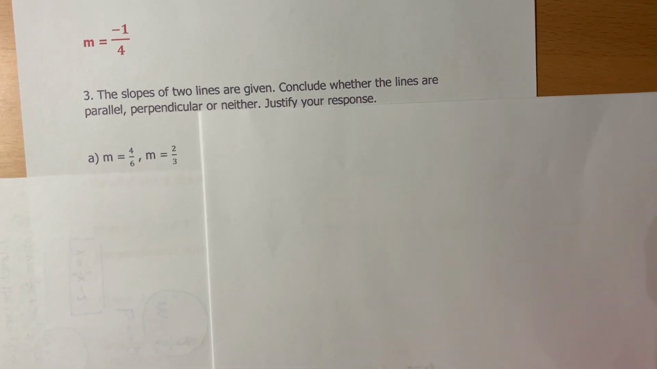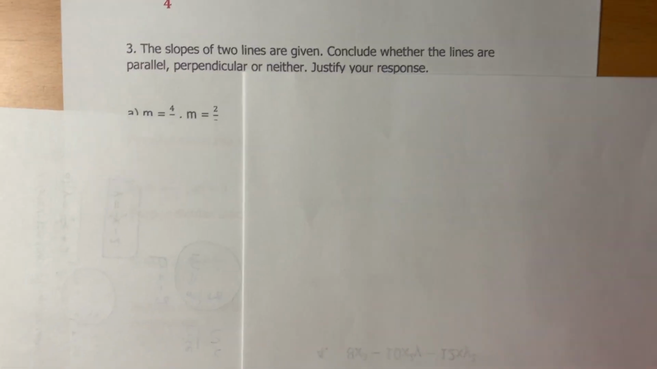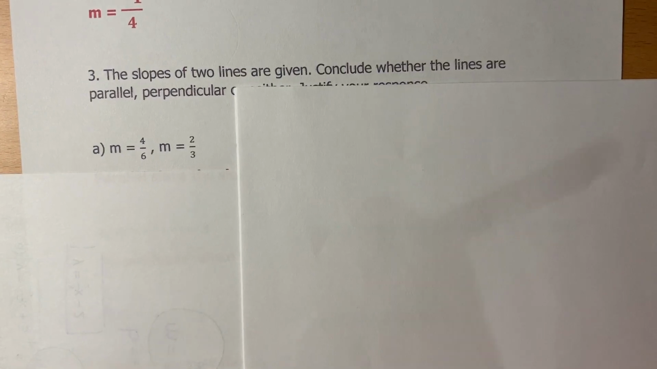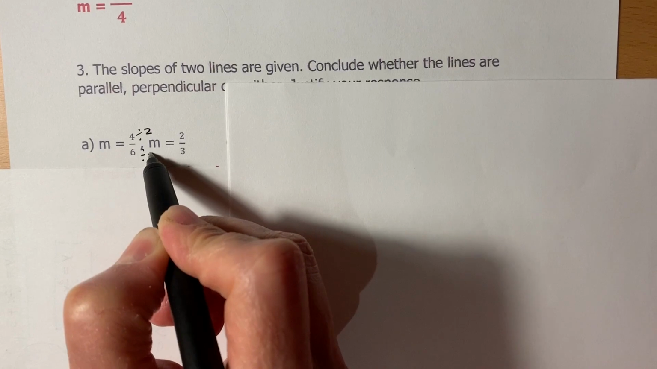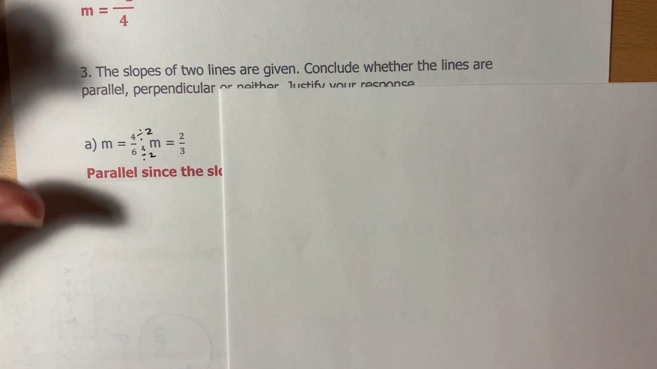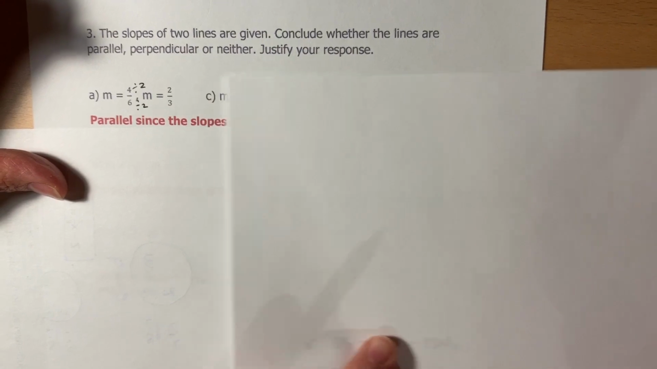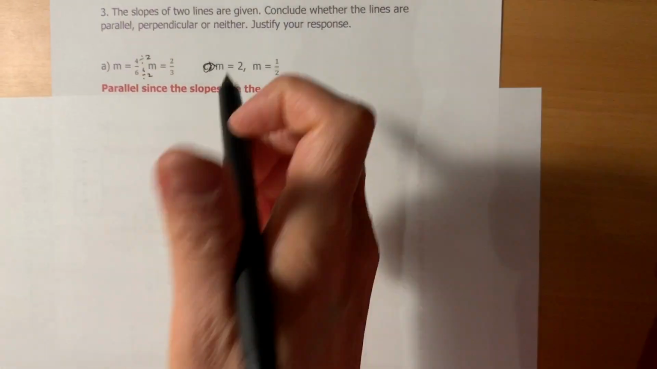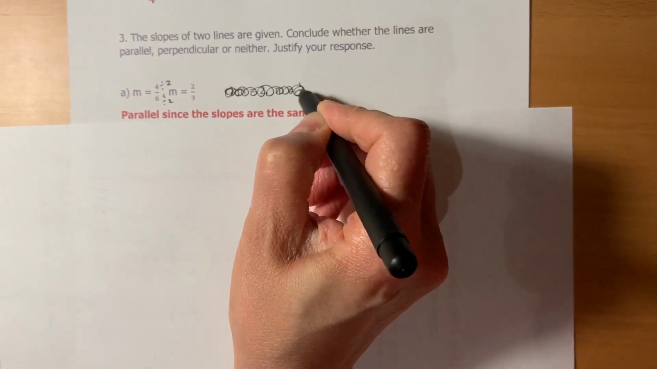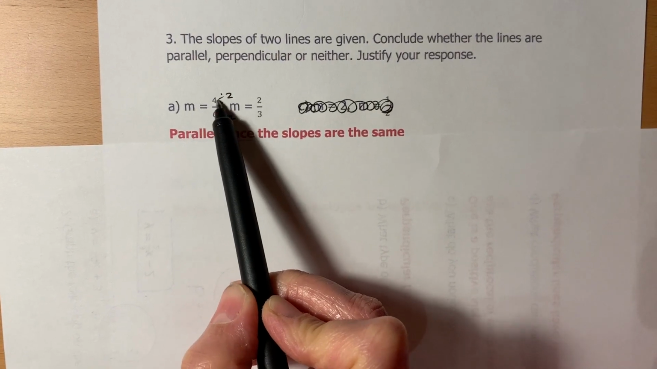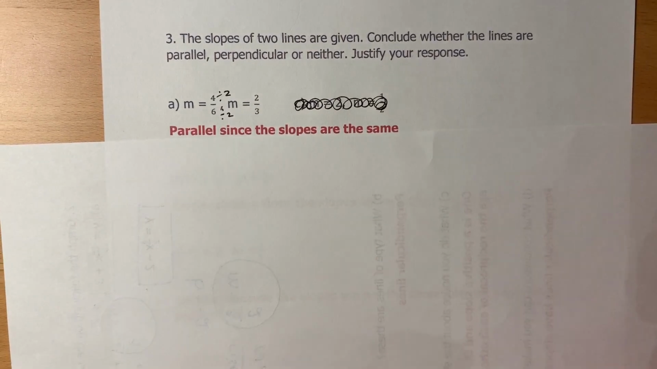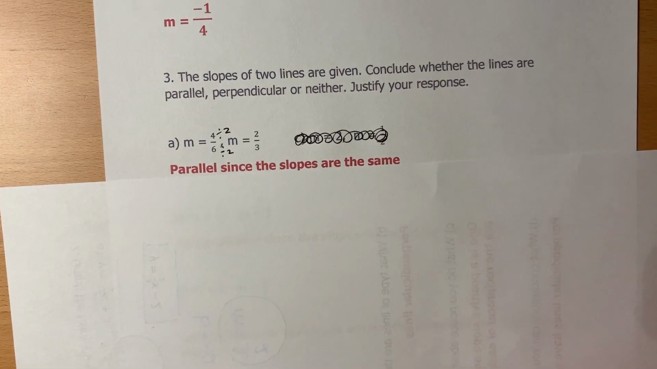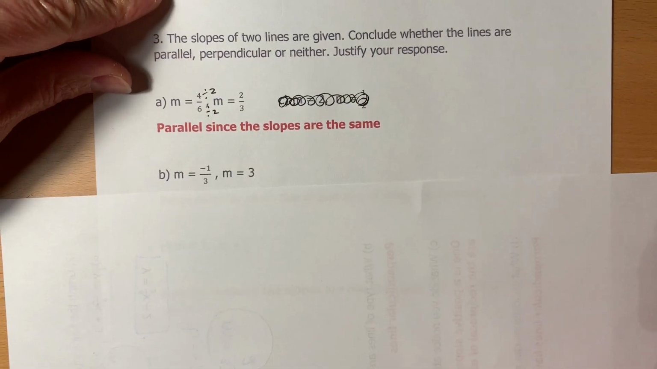If I look at it too quickly, I look at it and I say, okay, well, those are different numbers. But if you reduce 4 over 6, what do you get? You can divide this by 2 and this by 2, you get 2 over 3. So these are actually parallel because the slopes are the same. So take 4 over 6, reduce it to lowest terms, you get 2 over 3. So the slopes are actually the same. So if you've got fractions, make sure you reduce them, okay? Let's look at the next one.